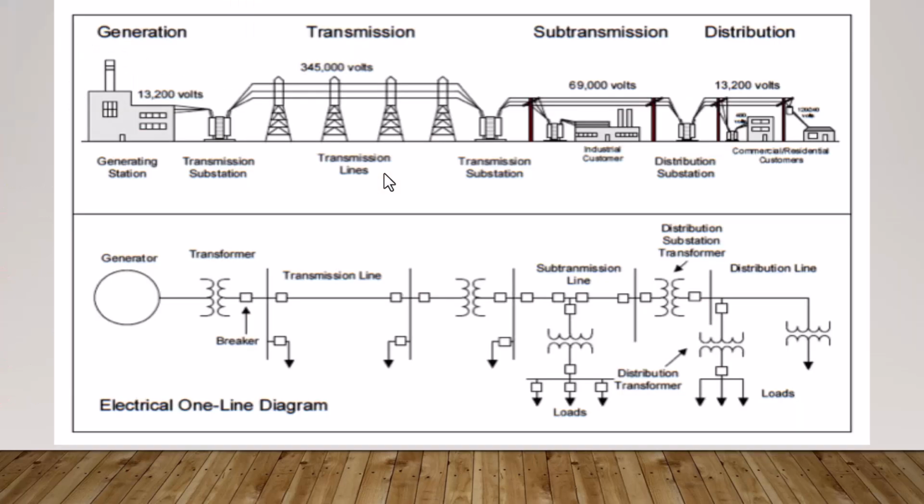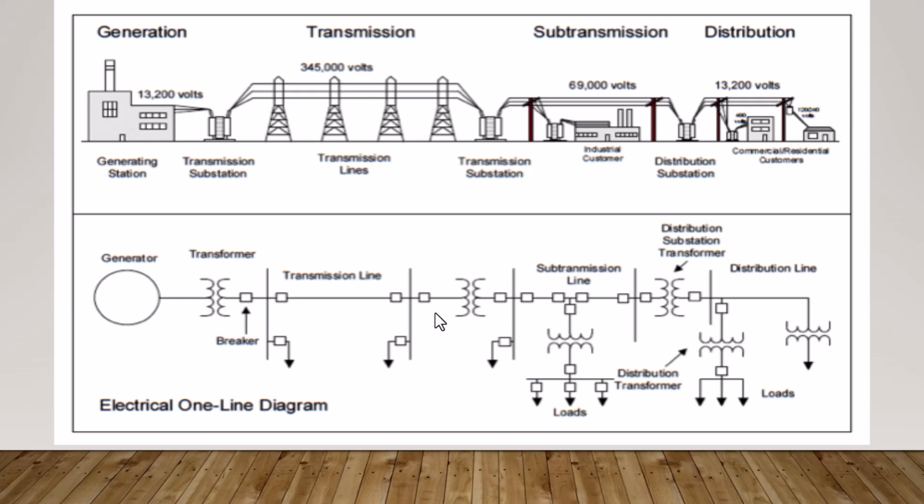This image illustrates the complex flow of electrical power from generation all the way to the users, and it's broken into four main stages, that is generation, transmission, sub-transmission and distribution. At the top of the image, we can see a real-world layout showing how electricity moves across the power system. At the bottom, there is a single line diagram or one-line diagram, which is a simplified electrical representation that engineers use to design and understand complex systems.